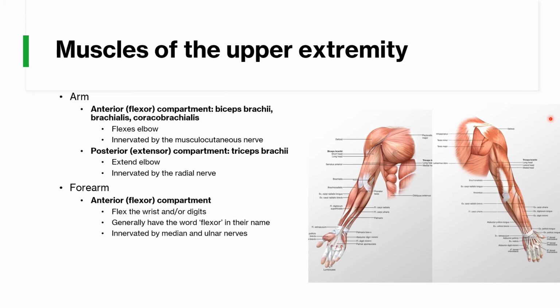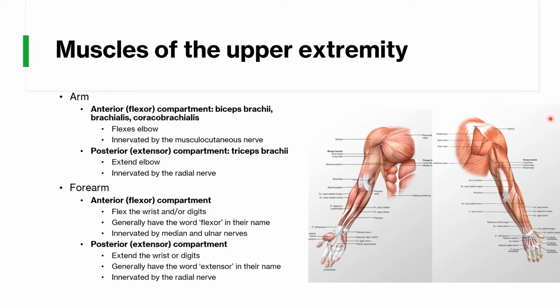Muscles in the anterior or flexor compartment of the forearm flex the wrist and digits. They generally have the word flexor in their name, as you'll see later. And these muscles are innervated by the median and ulnar nerves. Muscles in the posterior extensor compartment extend the wrist or digits. They generally have the word extensor in their name, and they're innervated by the radial nerve.